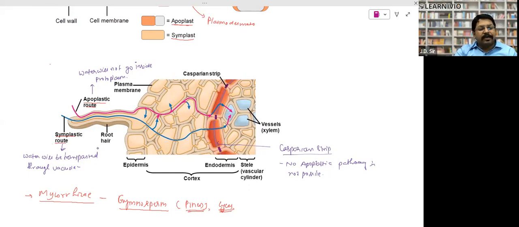The water will enter inside the vacuole of one cell. It will pass from one cell to another cell. The pores between the two cells are known as the plasmodesmata, right? So they will pass from one cell to another, and from another to another vacuole, and finally reach the endodermis, right? And at the endodermis, only the symplastic pathway is taken, and then it will enter into the xylem. So there are two kinds of pathways, symplastic and apoplastic.